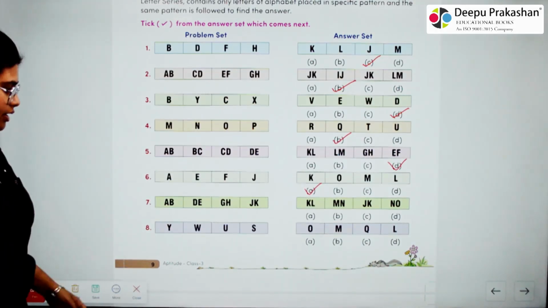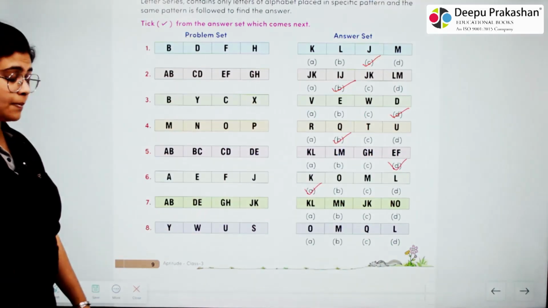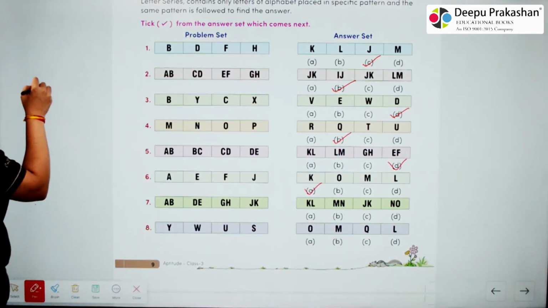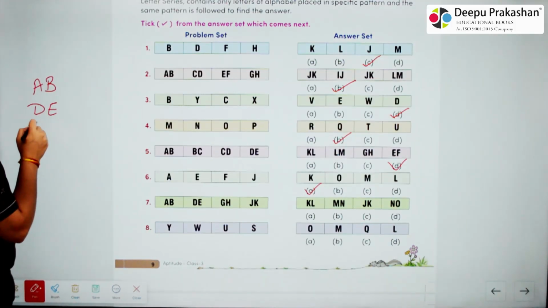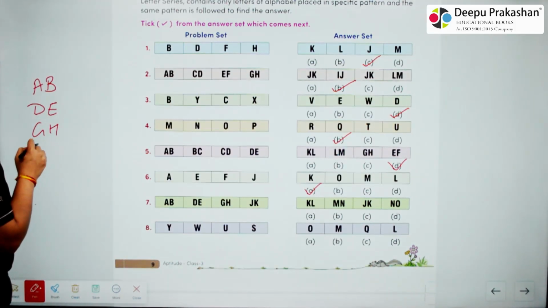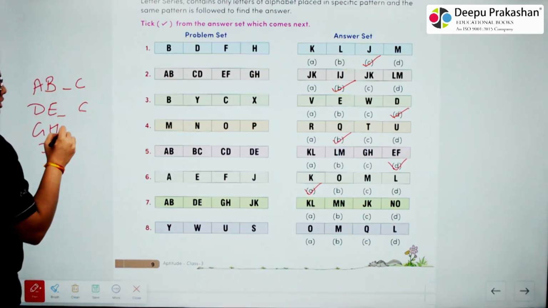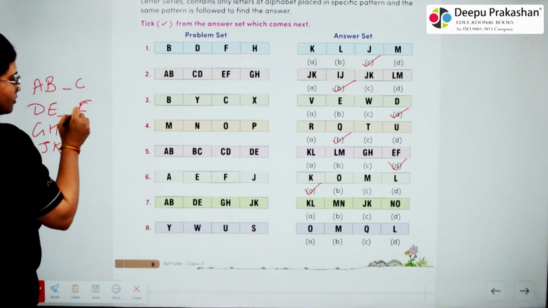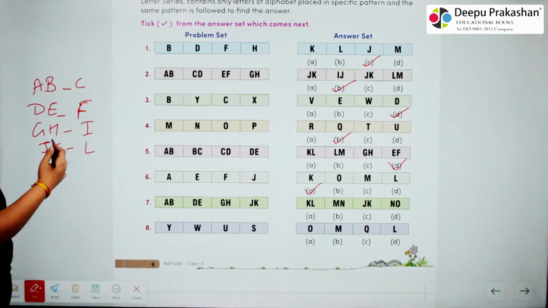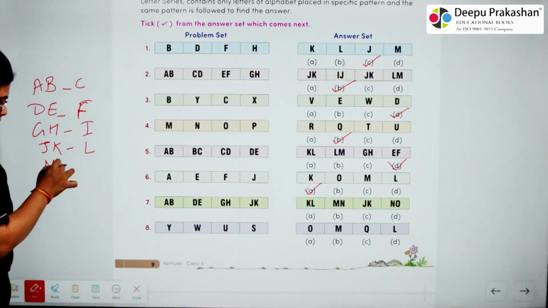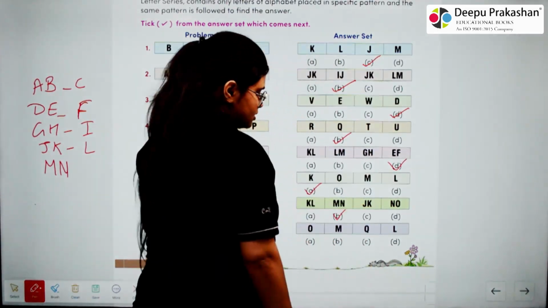Seventh, we are given AB, DE, GH, JK. So here also we have pairs, but here the pairs are not consecutive, as we skip 1 letter after each pair. So the coming pair will be MN. So MN is the answer for this series.